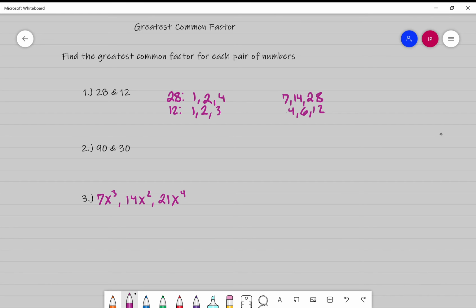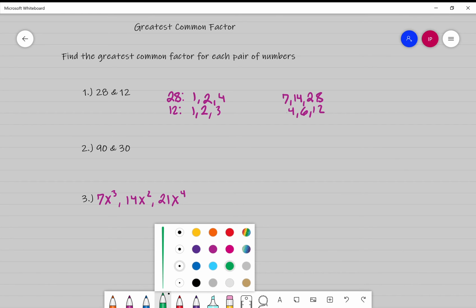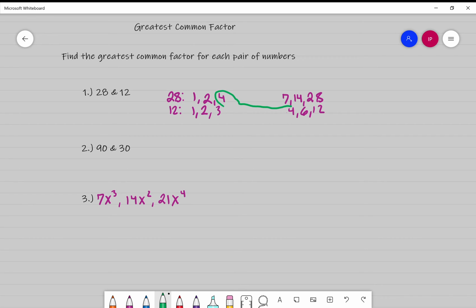Then we need to figure out what's the largest number these two numbers have in common. They have 1 in common, they have 2 in common, they have 4 in common. Which one's the largest one? The largest number that they have in common is 4. Alright, and that's it. So we just write GCF. Well, that looks terrible. GCF equals 4. And that's it.